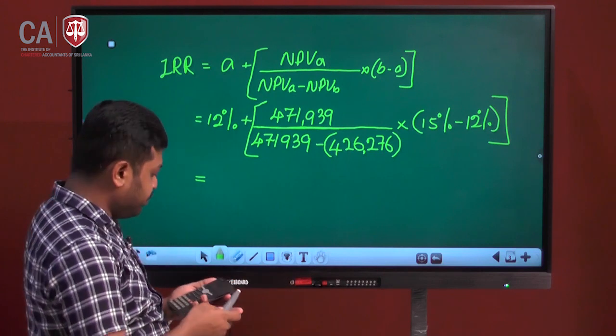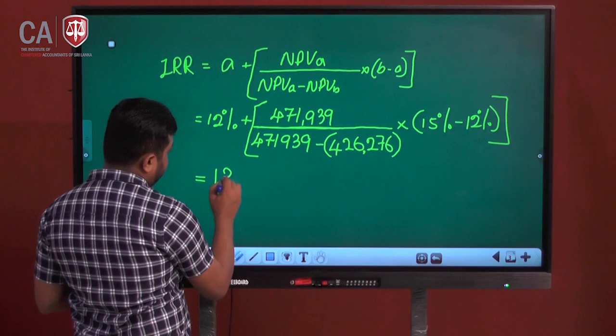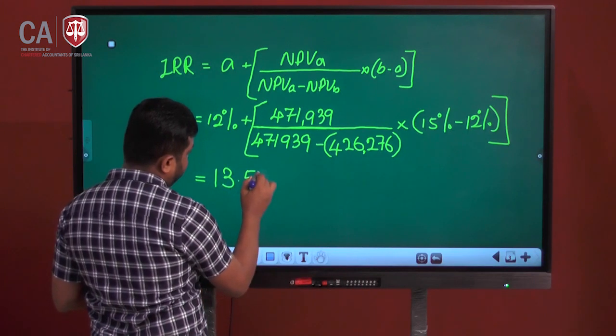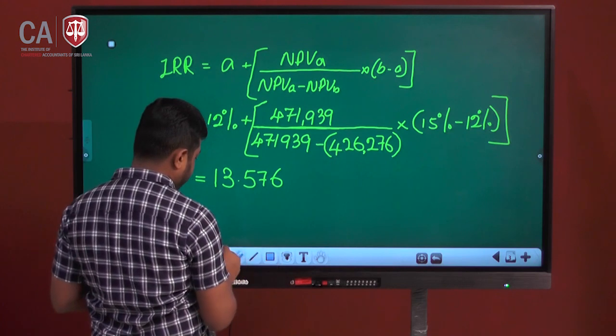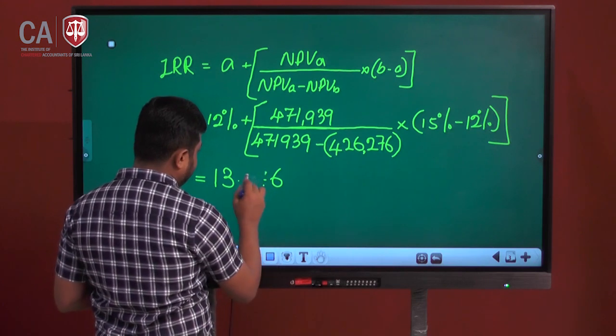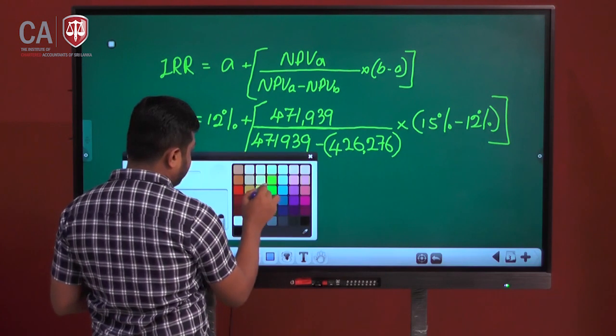It is 13.576, 13.576%. I will say 13.6. On average I will say 13.576. The exact figure should be 13.6.